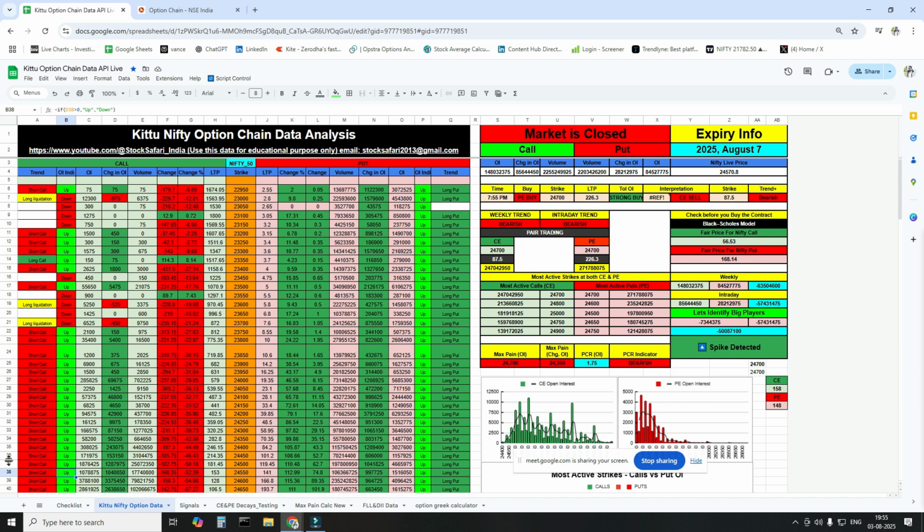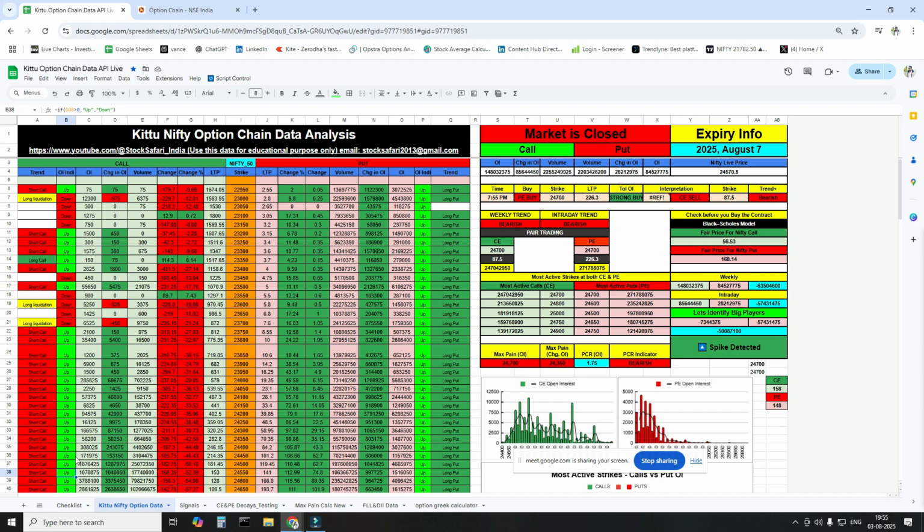Now we'll discuss short build up. As we discussed, open interest is increasing and price is decreasing. That means this is a seller's point of view. They are expecting the Nifty is going to decrease. In the first option, they are predicting the Nifty is going to increase. In the second option, short build up, they are expecting the price will decrease.